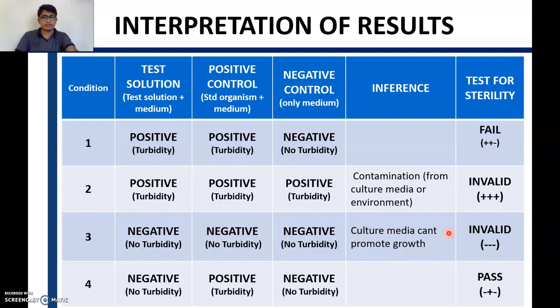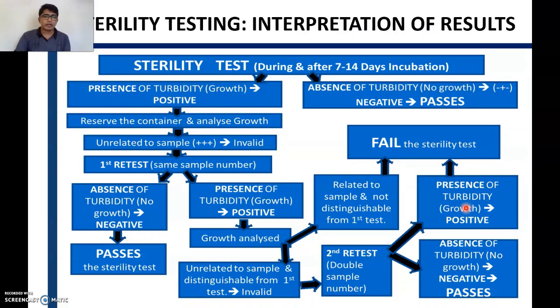So this test is also considered invalid. Now if we get a negative result for the test solution, a positive result for the positive control, and a negative result for the negative control, it is considered a pass. The sample passes the sterility testing. So this is the exact interpretation method of sterility testing.